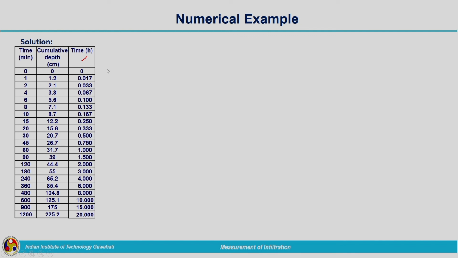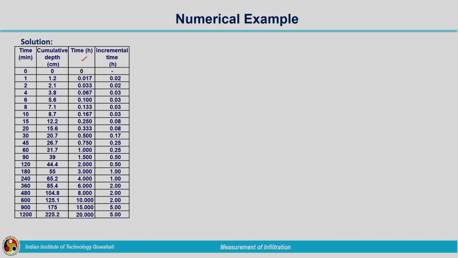Now, for calculating the infiltration rate, we need to have the incremental time interval with which the infiltration is taking place. So, we are calculating the difference between each increment. So, this 1 minute minus beginning, so it will be 0.02, that way time increment will be calculated.